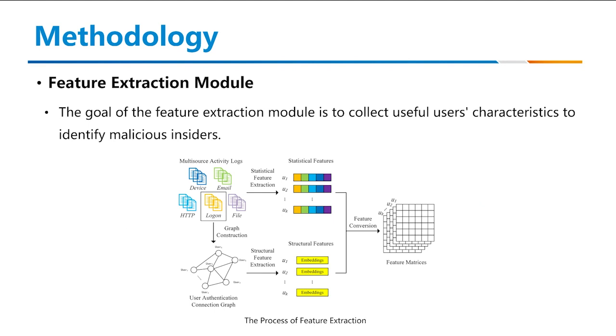Let's move to the feature extraction module. The goal of the feature extraction module is to collect useful users' characteristics to identify malicious insiders. To obtain more comprehensive and effective features from users' multi-source activity logs, as shown in this figure, we extract the features from the statistical aspect and the structural aspect respectively. I will then explain these two types of features in more detail.